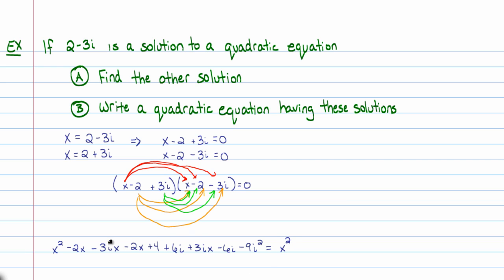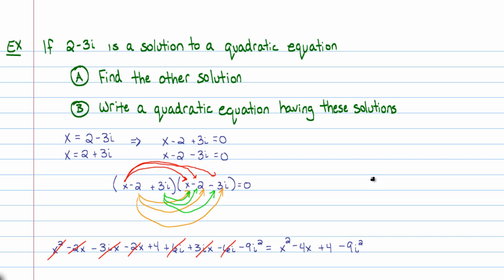I have an x squared. Let's see, I have a negative 2x, plus another negative 2x, gives me a negative 4x. Let me cross out the stuff that I've worked on here. I have a negative 3ix, but I'm adding back a 3ix, so those two cancel. I have a positive 6i, but I'm losing a 6i, so those two cancel. I have a plus 4, so let me write that down. And then I finally have a minus 9i squared.